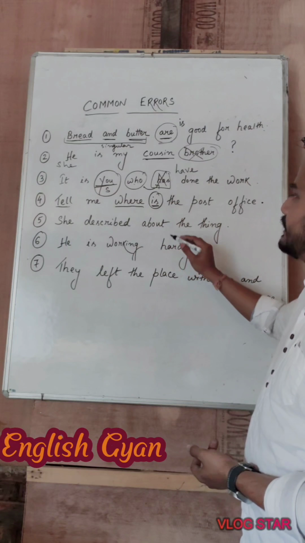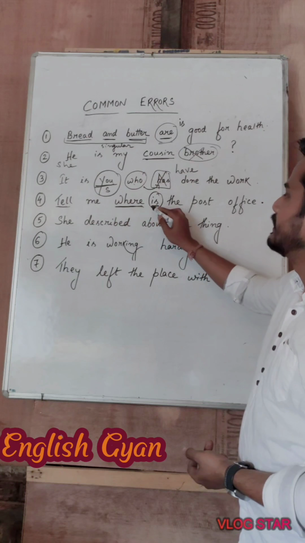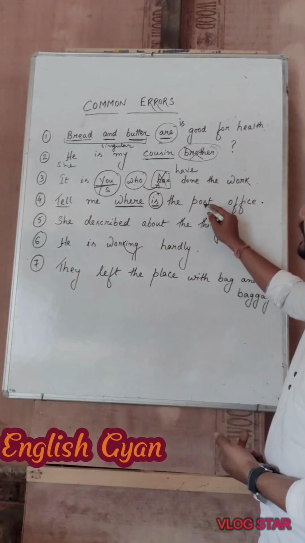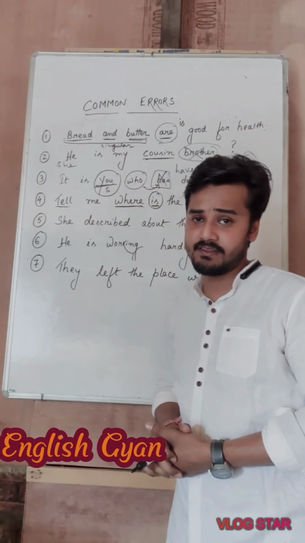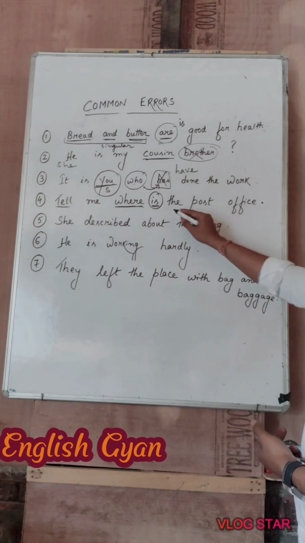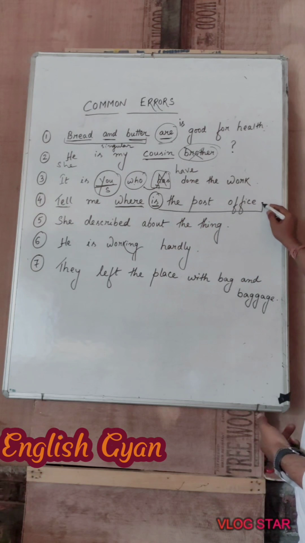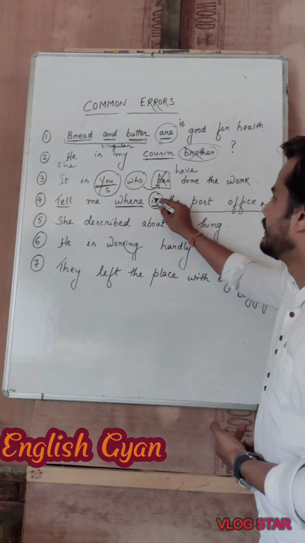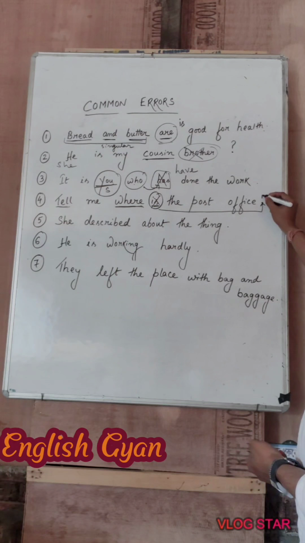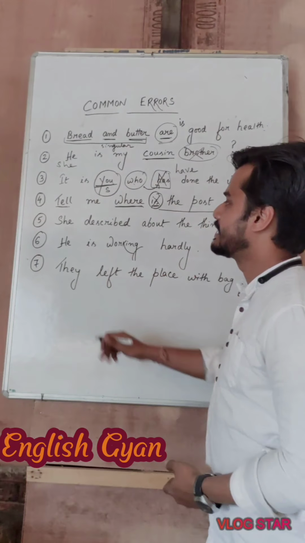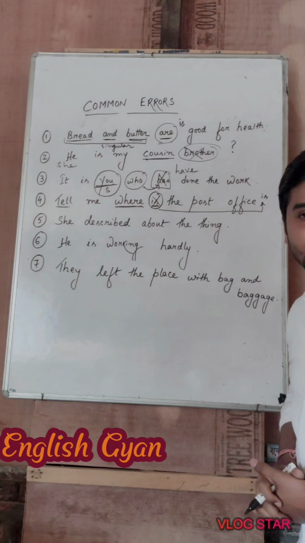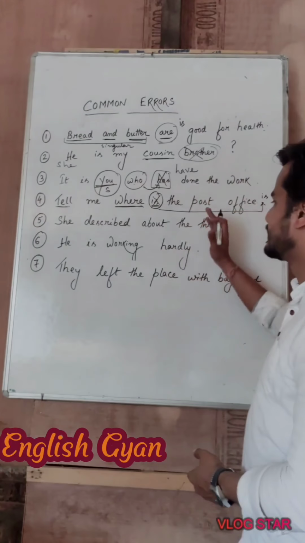Here we have to do that. After the question word, we have to put the object, and after the object we shall use the auxiliary verb. So we have to use this is right after the object. That is, we have to place this auxiliary verb is after the object. So the correct sentence will be, tell me where the post office is. So this is the correct sentence.